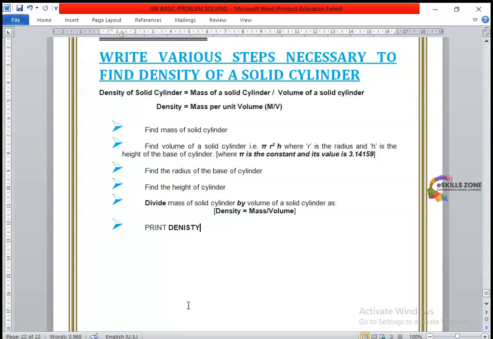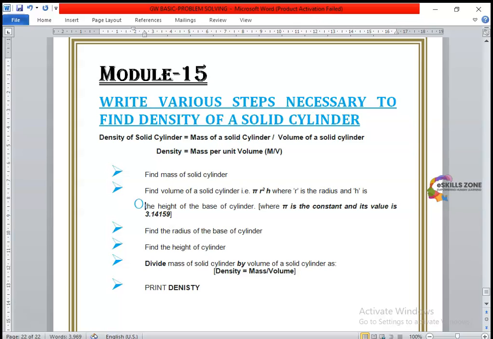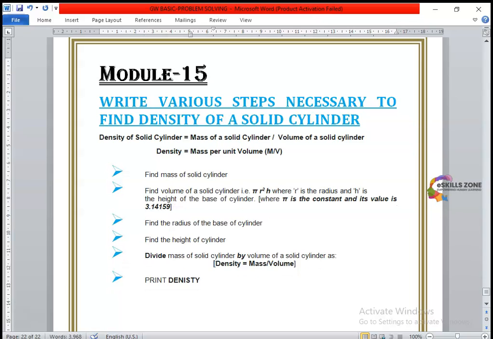This is what we have learned today: the various steps needed to calculate the density of a solid cylinder. I hope they are useful for learning the concept, how to write the steps, then design an algorithm, and then draw a flowchart. We will discuss in the next video how to draw a flowchart for the same.